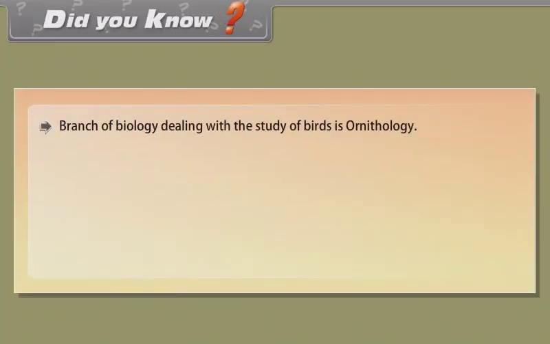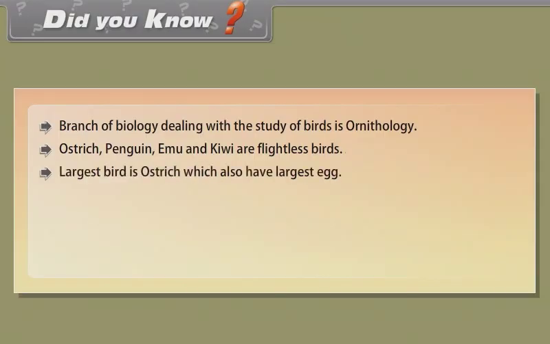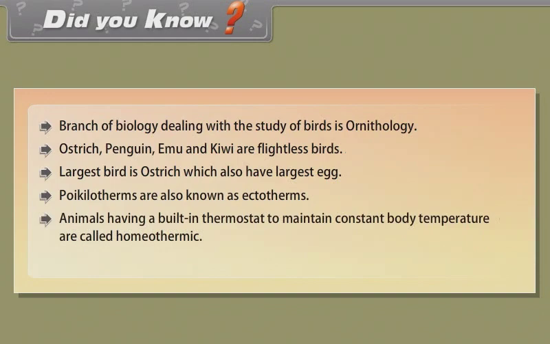Did you know? The branch of biology dealing with the study of birds is ornithology. Ostrich, penguin, emu, and kiwi are flightless birds. The largest bird is the ostrich, which also has the largest egg. Poikilotherms are also known as ectotherms. Animals having a built-in thermostat to maintain constant body temperature are called homeothermic. The fish which eradicates mosquito larvae is Gambusia.